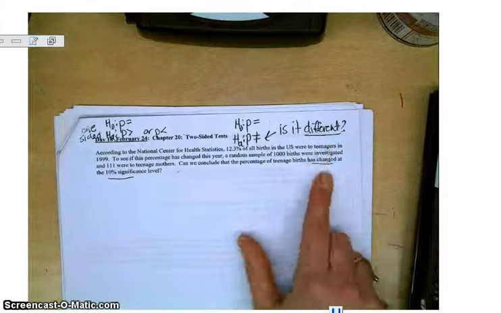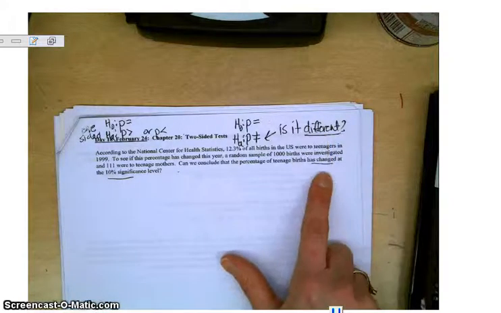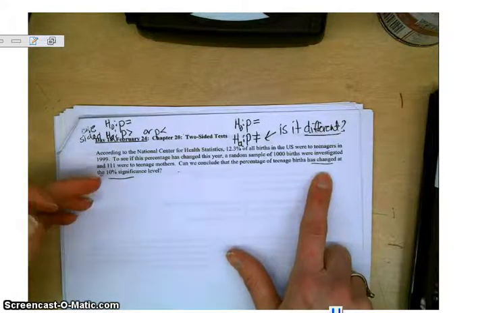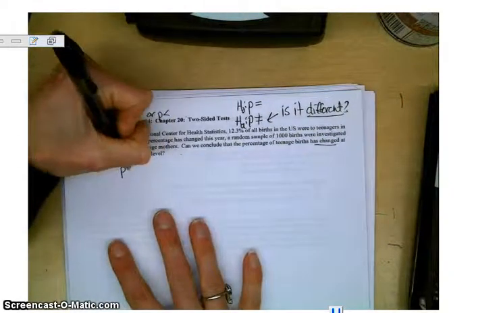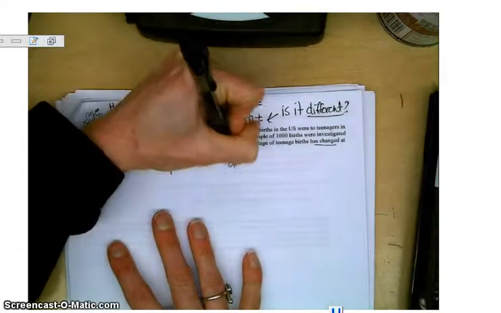So it doesn't specifically say is different. Another phrase they might use is changed. So again, the first things we do is we name what's our true proportion, what's our sample proportion, and what's our alpha.